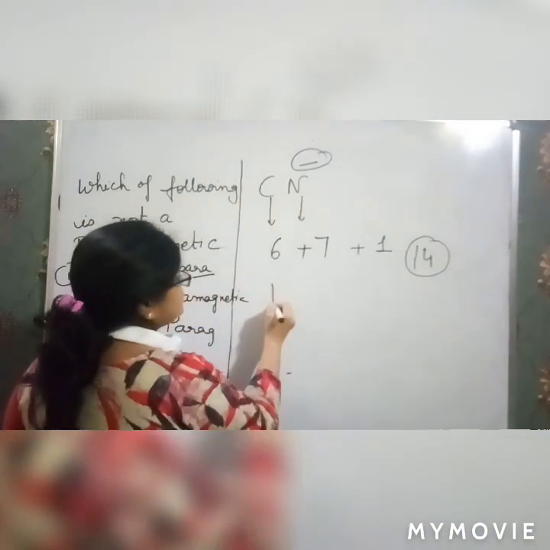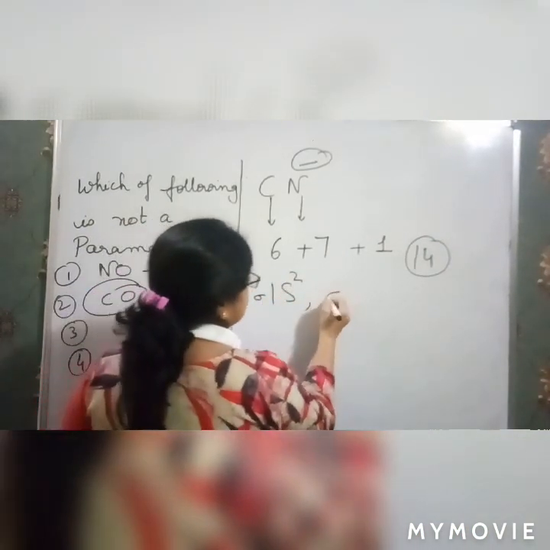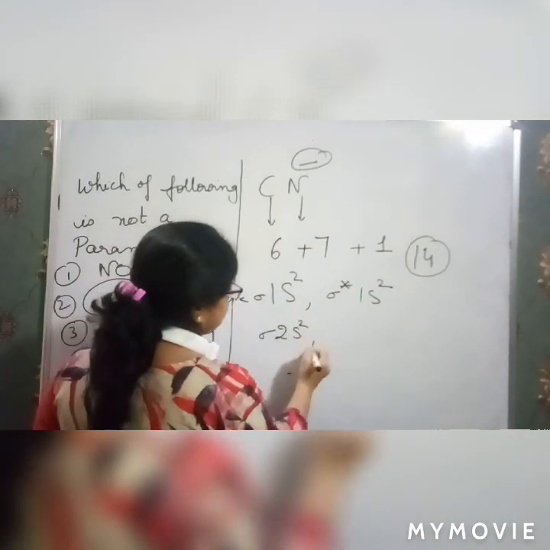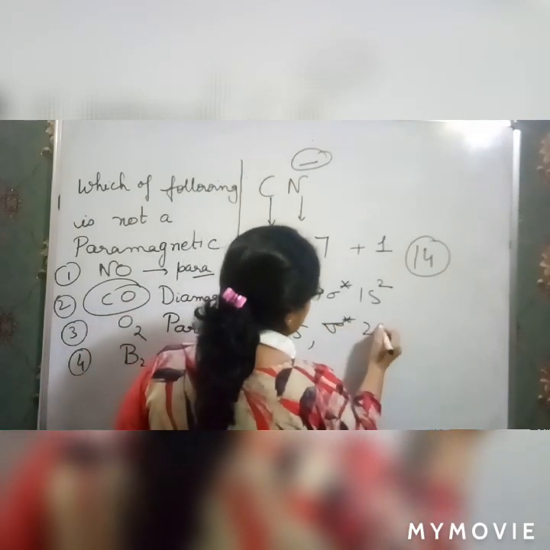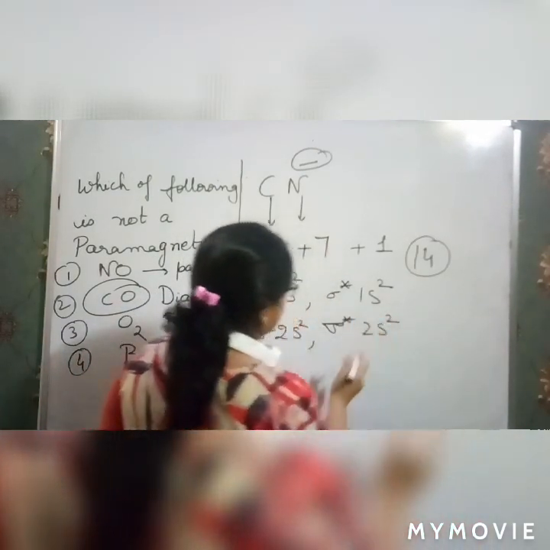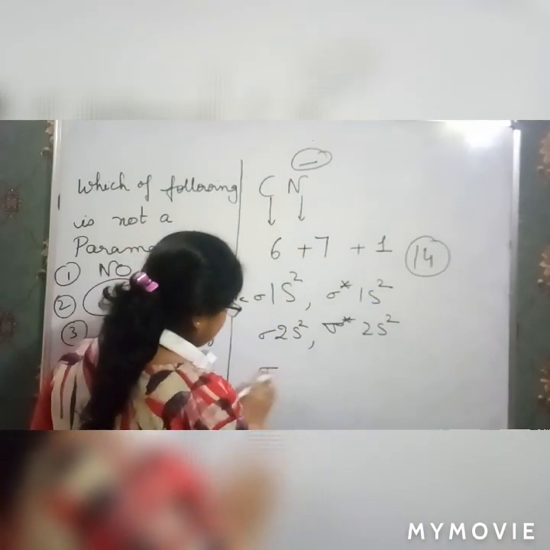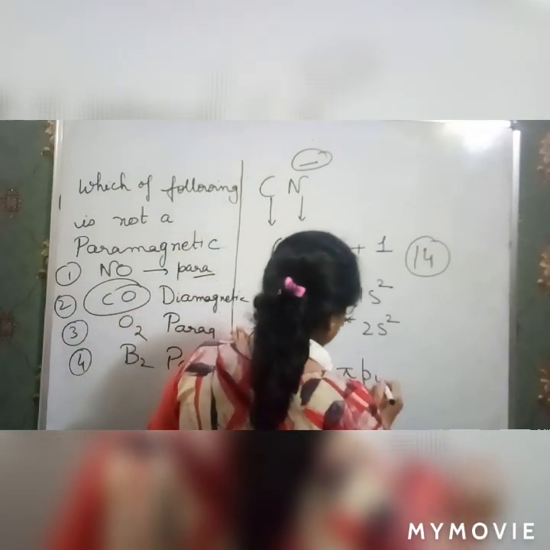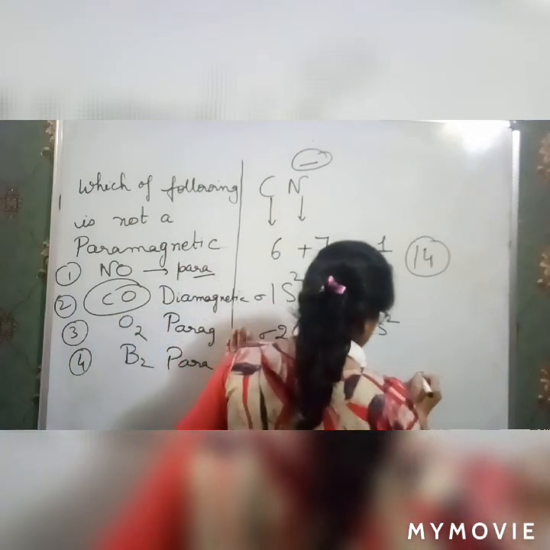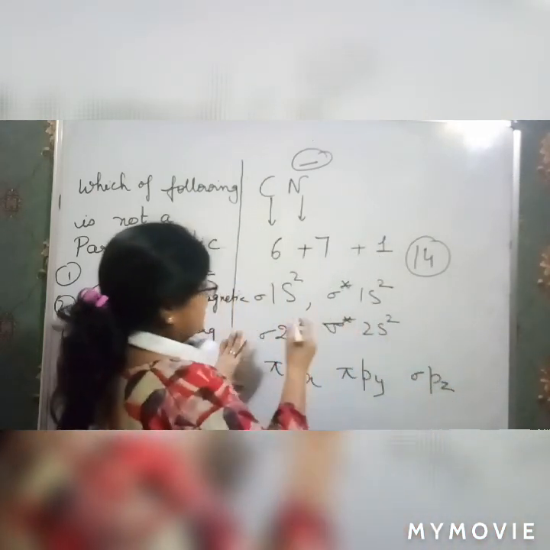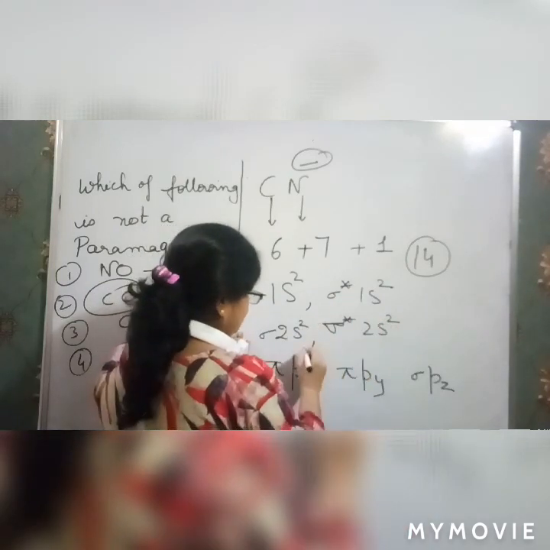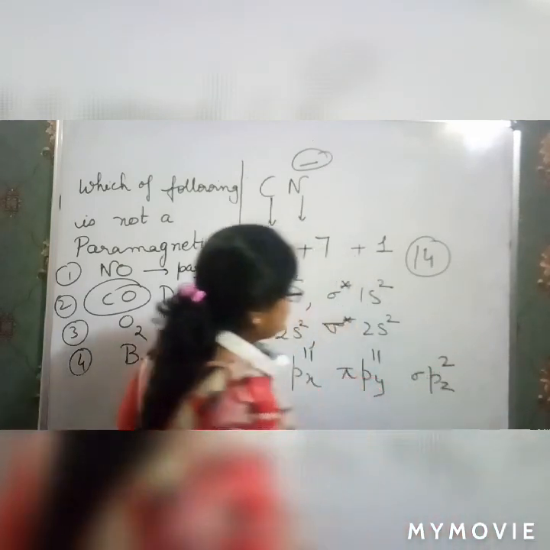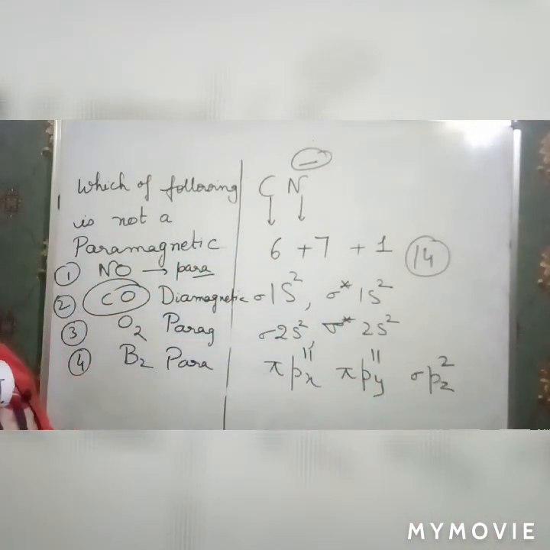Clear? So now we fill sigma 1s2, sigma star 1s2, then sigma 2s2, sigma star 2s2, 2, 4, 6, 8, then pi p x, pi p y, then sigma p z. Clear? So 14: 2, 4, 6, 8, 9, 10, 11, 12, then 13, 14. So all are filled. So it is diamagnetic.